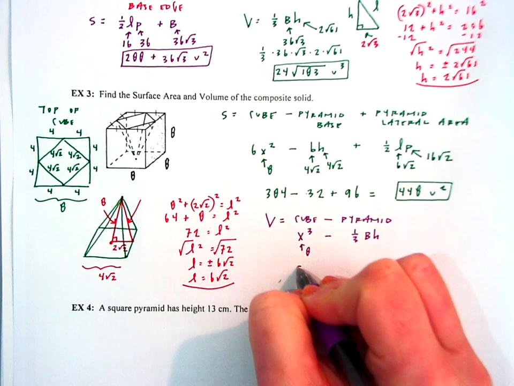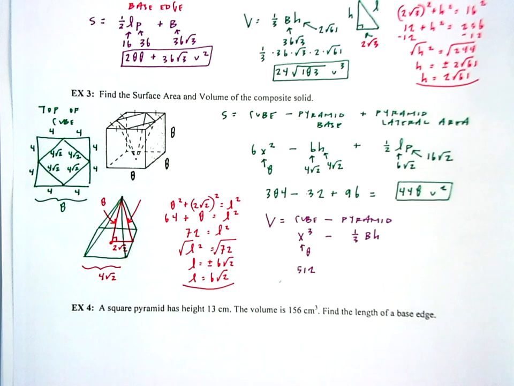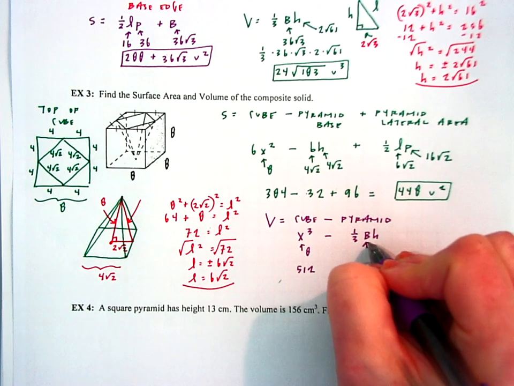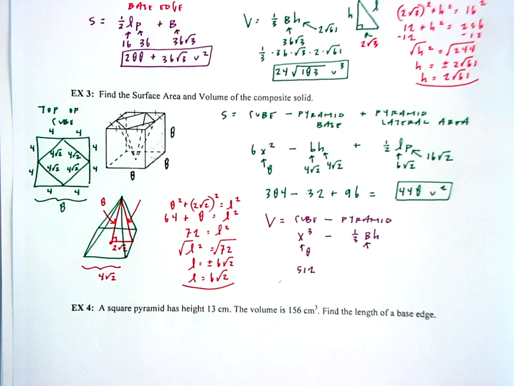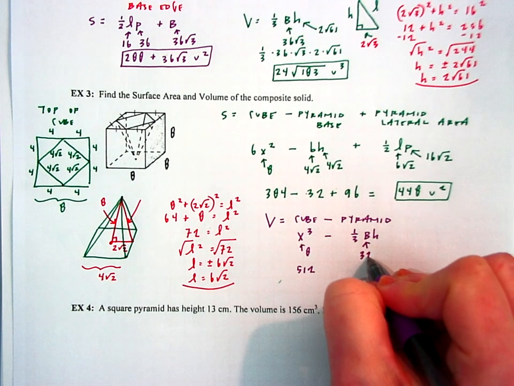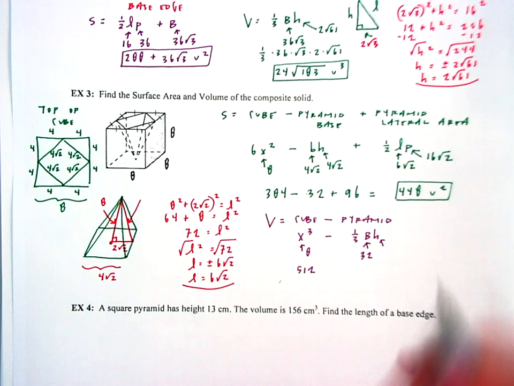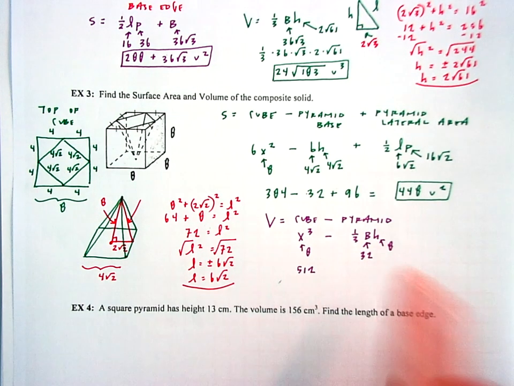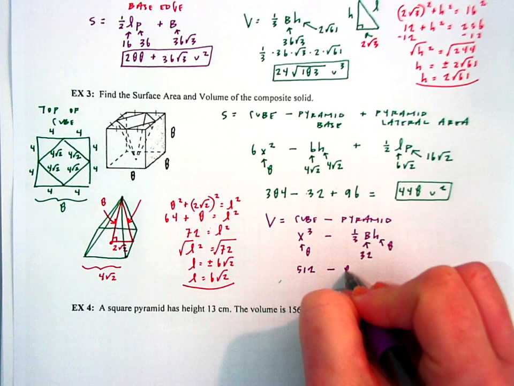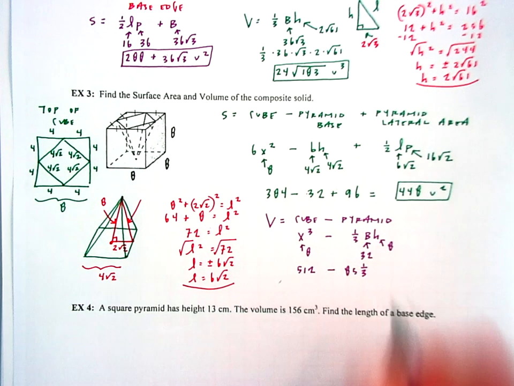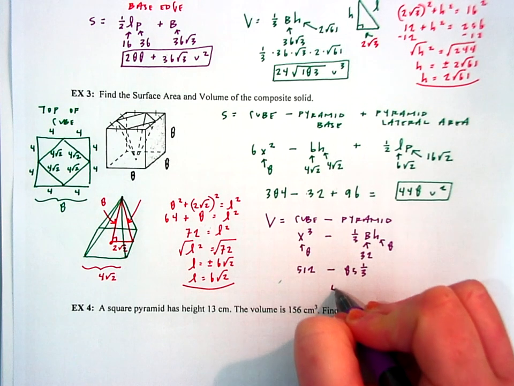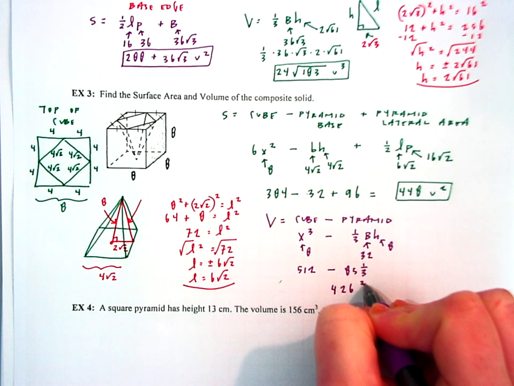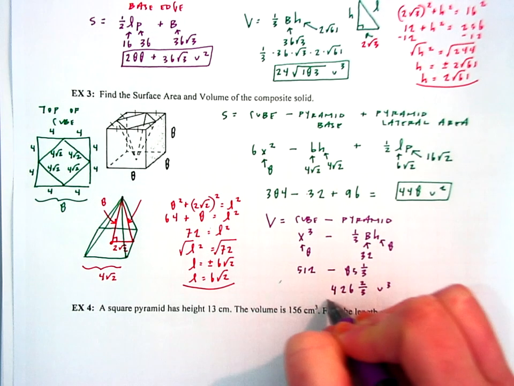8 cubed is 512. Okay, my base area of the pyramid was the 4√2 times 4√2, so 32. And the height of the pyramid is 8. So if I take 1/3 times 32 times 8, I'm going to get a fraction. I'm going to get 85 and 1/3. Okay, so one more step, 512 minus 85 and 1/3, and I end up with 426 and 2/3 units cubed.